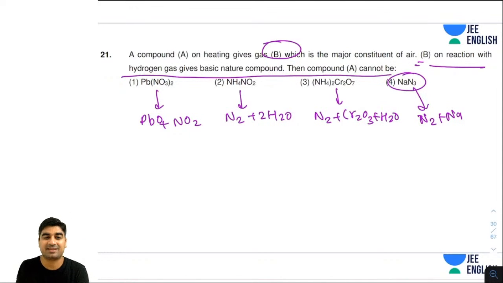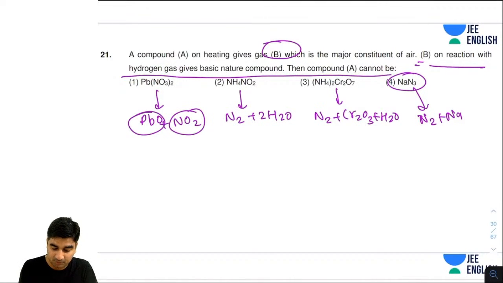So guys, I think now the major constituent, yes, tell me. I hope, and that B gives the gas B, which is a major constituent of air. The B on reaction with hydrogen gives a basic compound. The compound A cannot be. Yes, if it is giving you NO2 and PbO, so water is there. Water is there in the atmosphere.